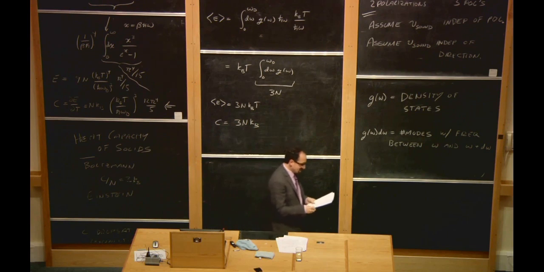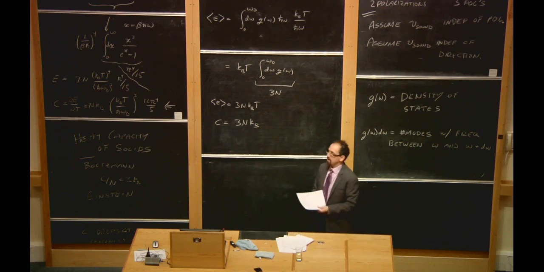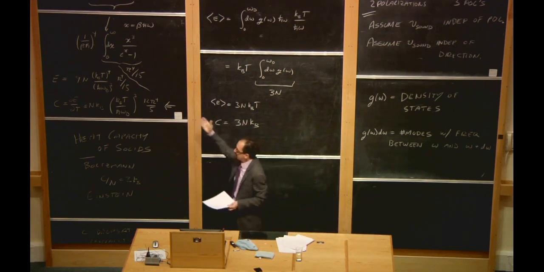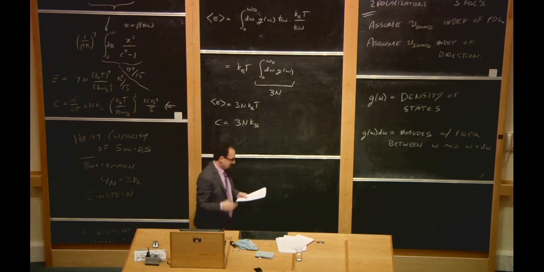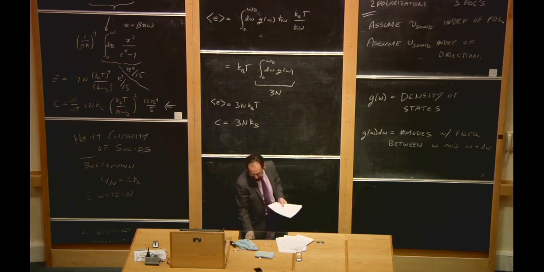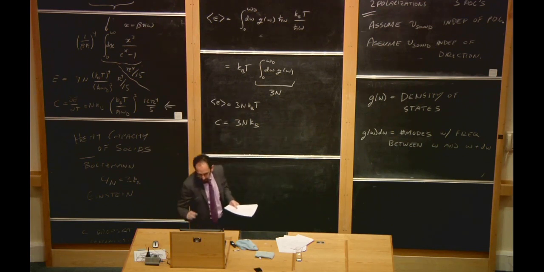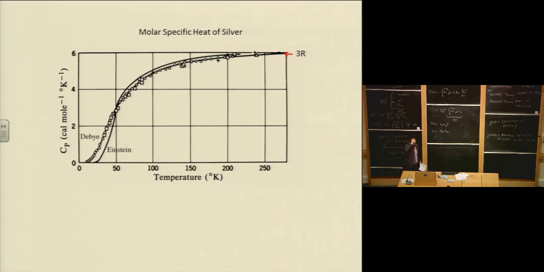So by implementing this cutoff, Debye managed to get the low temperature heat capacity as T cubed. The high temperature heat capacity is still the law of Dulong-Petit. So that's pretty good. Let's look at some actual data. This is the heat capacity of silver over a broad range of temperature. Up at high temperature, you see it's converging to the law of Dulong-Petit. And at low temperature, it's roughly T cubed, and the Debye theory agrees with the experiment extremely, extremely well.